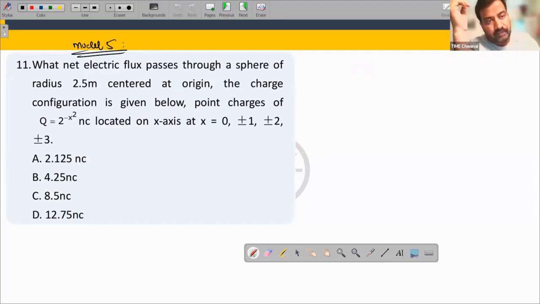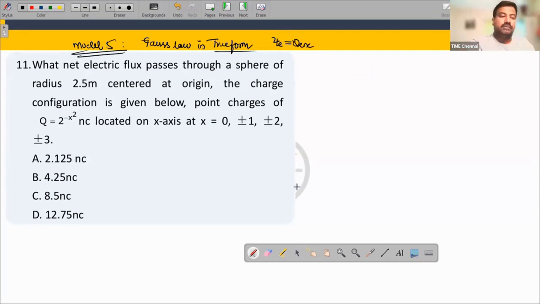This is based on Gauss law in true form. According to Gauss law in true form, psi E is equal to charge enclosed. Use that concept and try to solve this.